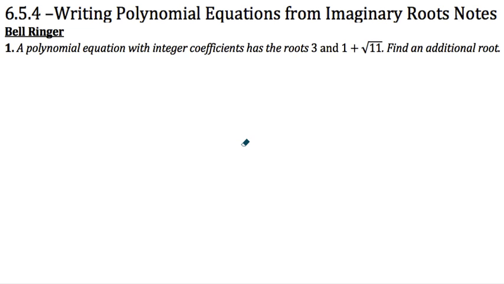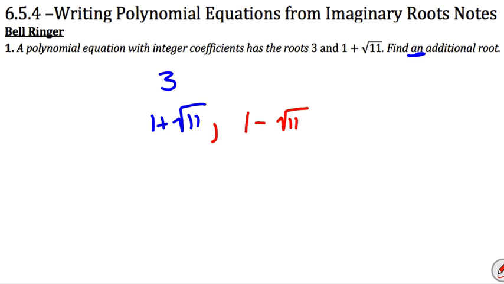If we have a polynomial equation with integer coefficients, we have the roots 3 and 1 plus square root of 11. We want to find an additional root. So that means there's only one more additional root. If we have 3, that does not mean that negative 3 is an additional root, so that's done. But 1 plus square root of 11 means that we have an additional root, because remember, square roots give us an additional root. This is why we put the plus or minus in front of square roots. So 1 plus square root of 11 and 1 minus square root of 11 would be our two roots there. So there's the 3, the 2 in blue, and then the red one.